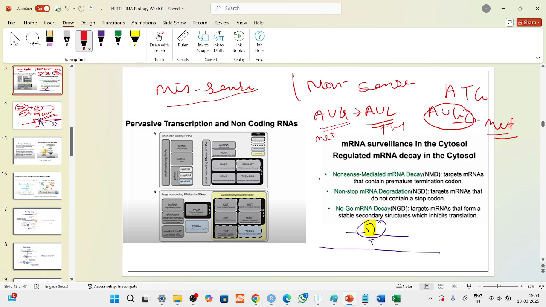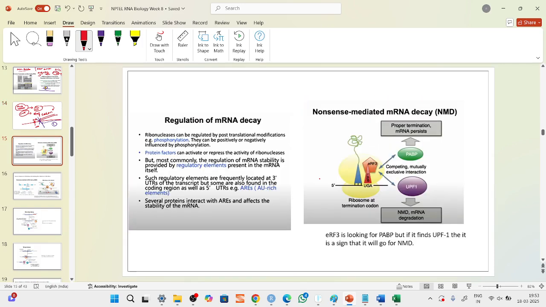So three kinds of decay happen in the cytosol: nonsense mediated mRNA decay, non-stop mRNA degradation, and no-go mRNA decay. I hope this is clear. Let us try to understand it in a bit more detail. Let us see nonsense mediated mRNA decay. Nonsense means any kind of stop codon has come.